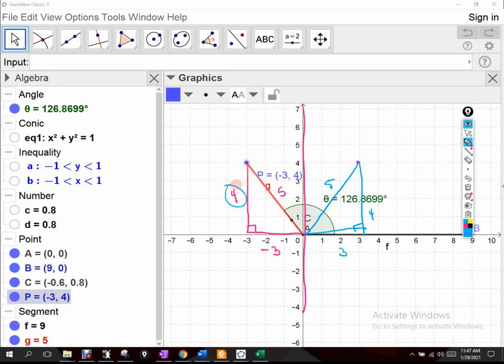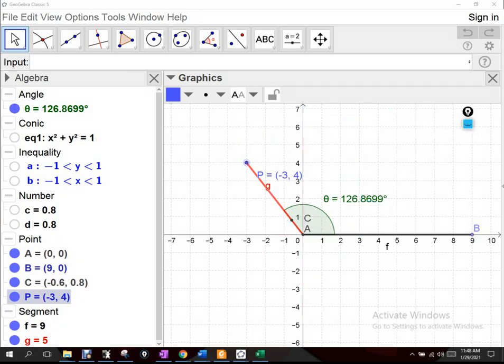If I look at y divided by r for this triangle here, is that the same as the y divided by r for this blue triangle over here? So what that tells me is that when I want to know something about a 126.8699 degree angle, this triangle right here, that blue angle, is going to tell me everything I need to know about it. So let's go ahead and see that in play here.